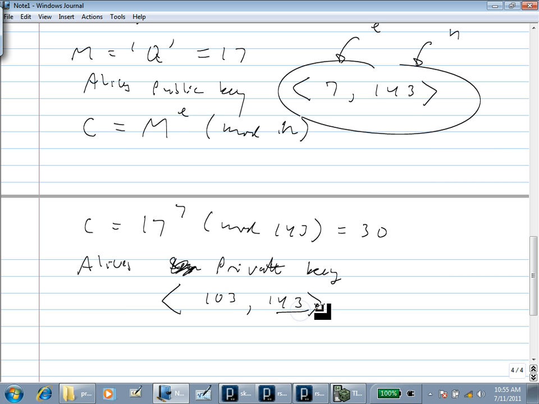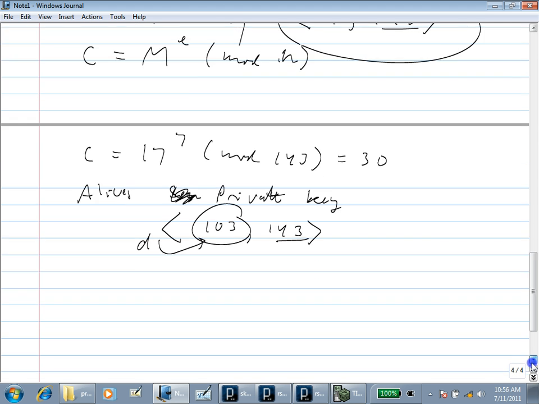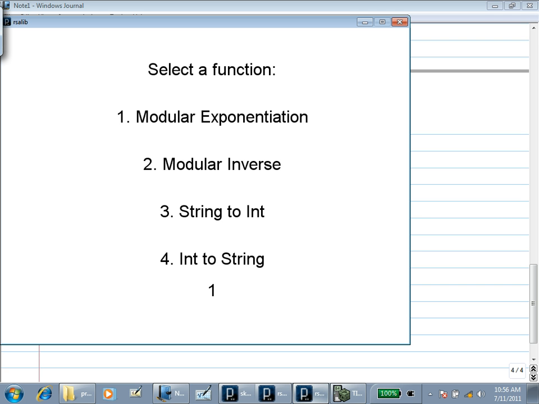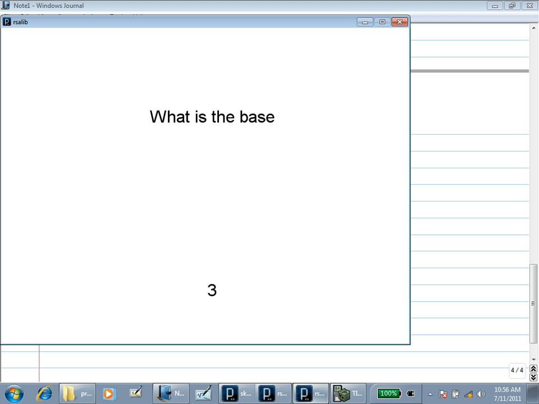Notice how the 143 is the same as the other 143. The only thing that's different is this number. That number in RSA encryption is known as the number D. Alice can decrypt this message and get back the original one by computing M equals C to the D power mod N, which in this case is 30, the number that was sent, to the 103rd power mod 143. Just to make sure that works: if I take the number 30, the message that was sent to me, raise it to the 103rd power, and mod that by 143, it comes back to 17, like it was supposed to.